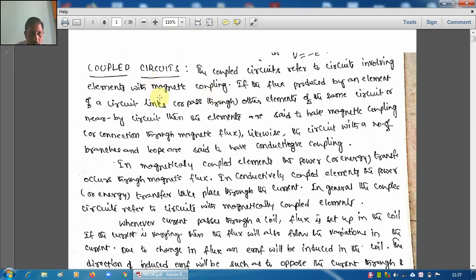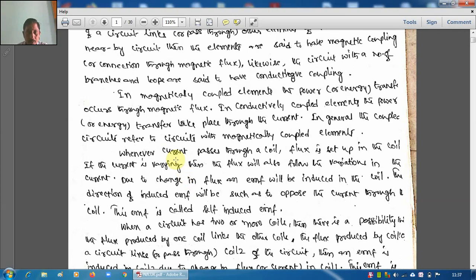If you place a coil nearby another coil that is having some flux, automatically some flux will be linked to the other coil. Then we can say that these two are magnetically coupled coils. In magnetically coupled elements, the power transfer occurs through magnetic flux. In such magnetically coupled coils, power transfer from one coil to the other generally happens through this flux, that is, flux as a medium.